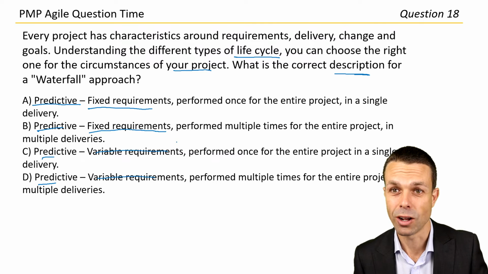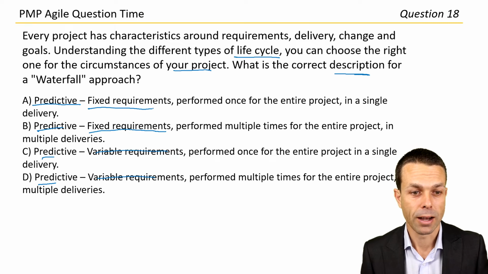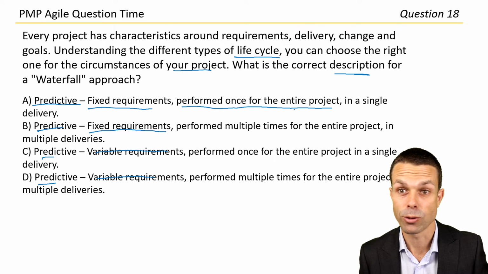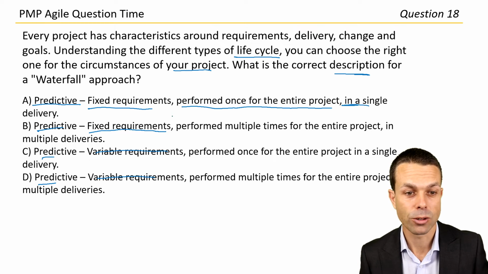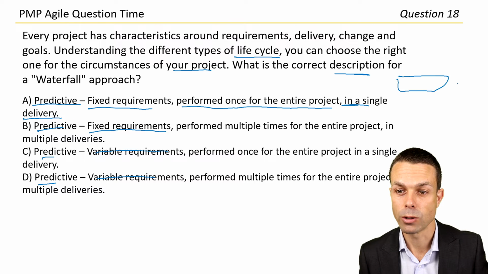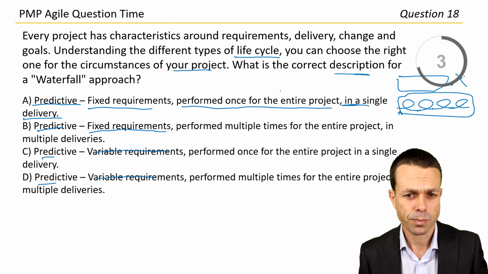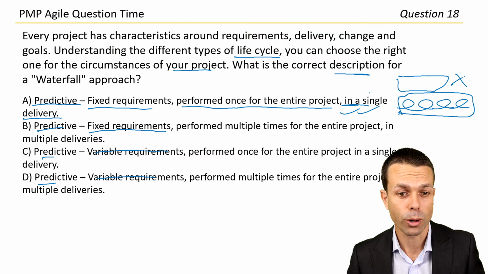That's more of an Agile methodology there. Fixed requirements performed once for the entire project. That's also true, and it's in a single big bang delivery. So all at once, we do all of our project and then we release at the end. Whereas in Agile, we're continually releasing features and continually delivering value in smaller releases. So it's probably going to be answer A for a waterfall approach.